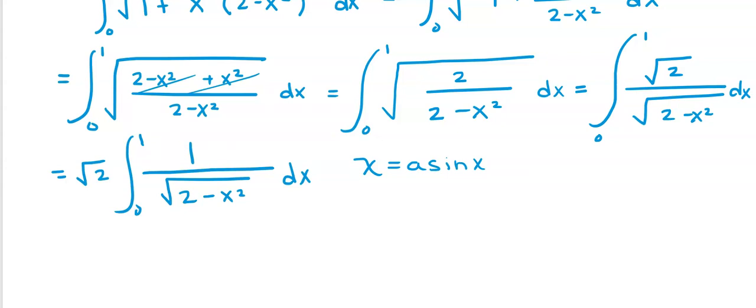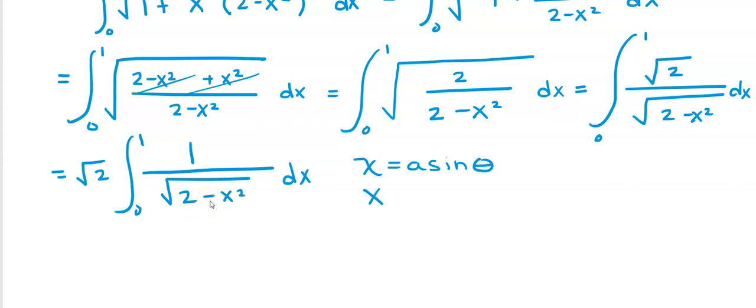Okay, oops, that should be a theta, because I already have things in terms of x, so I need to make sure I'm using a different variable when I'm doing any sort of substitution. So x is equal to a times sine theta, and my a value is going to be radical 2. And it's going to be radical 2 because the square root of 2 times the square root of 2 is what's giving me this 2 inside here. So square root of 2 times square root of 2 is equal to 2, so that's my a.